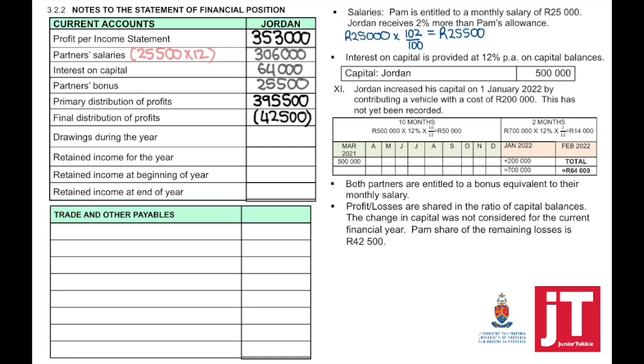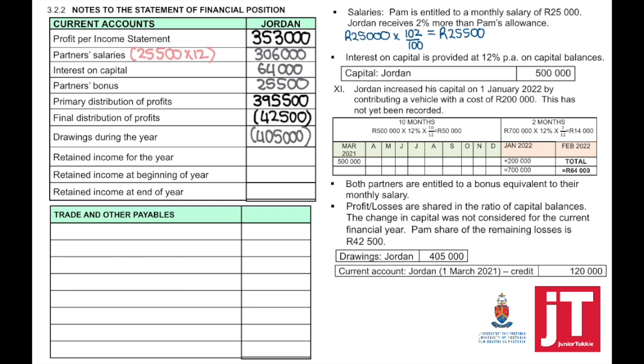To get the profit per income statement, take your primary distributions of profits minus the final distribution of profit. That equals my profit per income statement. Drawings for the year. Remember, it was partner Pam who returned trading stock. Jordan, there were no change, so my drawings is in brackets 405,000. Retained income for the year, profit per income statement minus drawings equals the retained income for the year.